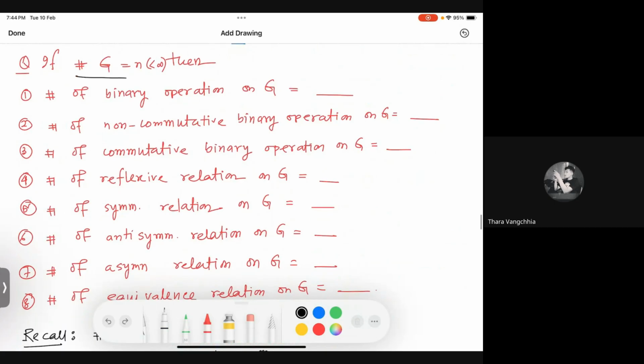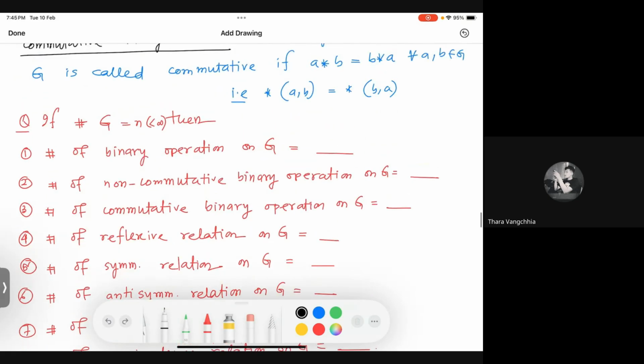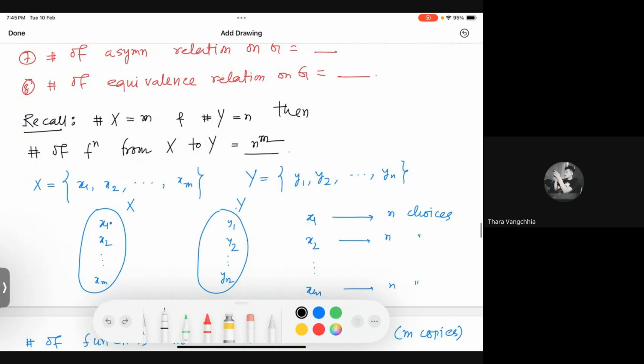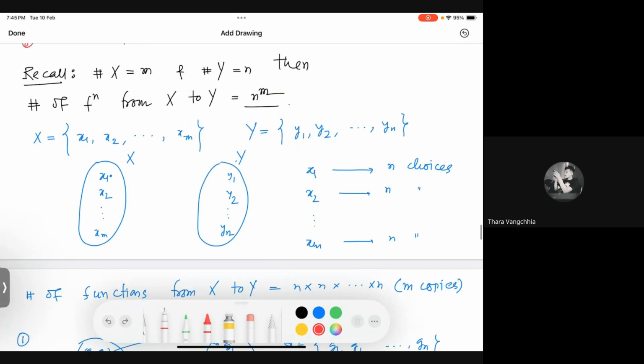So I have a set whose cardinality is finite, and I want to know the number of binary operations on G. First of all, I have a set X whose cardinality is m, and a set Y whose cardinality is n. I want to know the number of functions from X to Y.